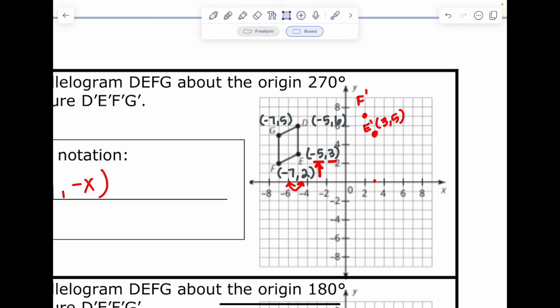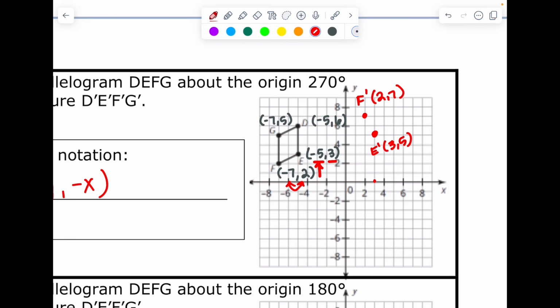F prime. I'm going to move this out of the way because I have a funny feeling that I'm going to need to move that out of the way. All right, and then we got F. That was F, sorry. G. That would be at 5, 7. And then, I'm sorry, what is it, G? D would be at 6, 5. And then we just connect them like so, like that.